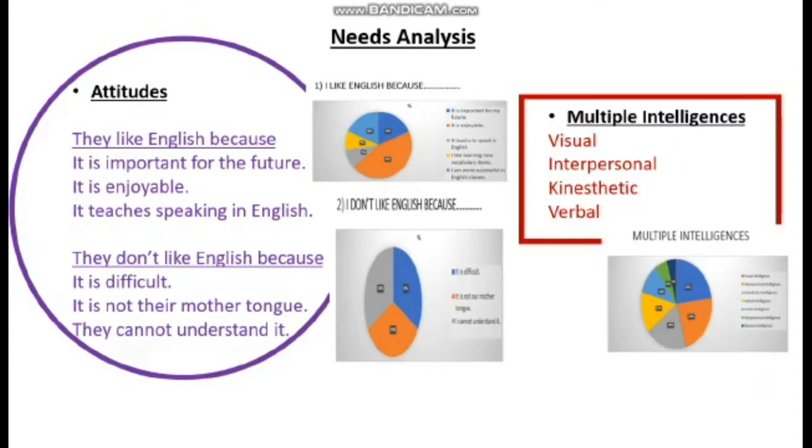When we look at their attitudes, they like English because it's important for the future, it's enjoyable, and it teaches speaking in English. Also, they don't like English because it's difficult, it's not their mother tongue, and they cannot understand it. Lastly, their multiple intelligences are visual, interpersonal, kinesthetic, and verbal. So we remember the results of coursebook analysis and needs analysis.